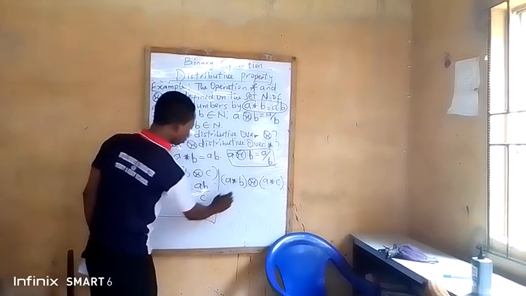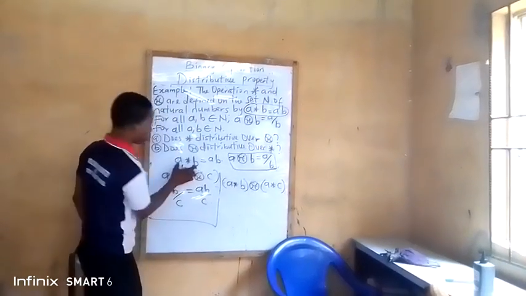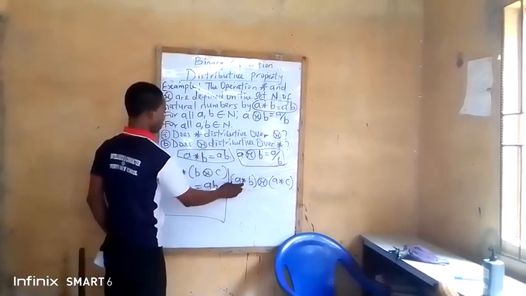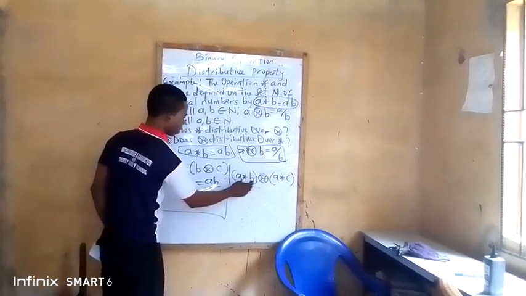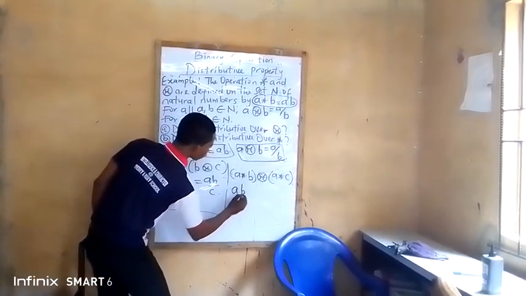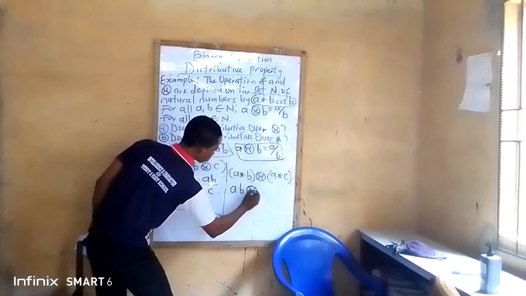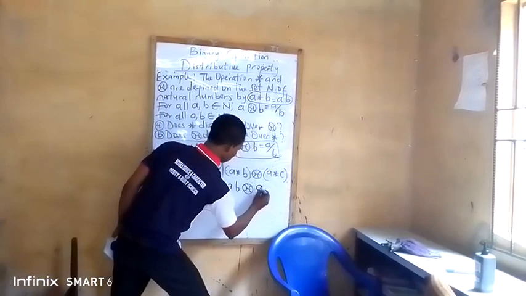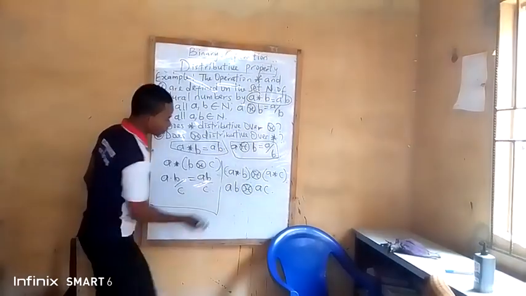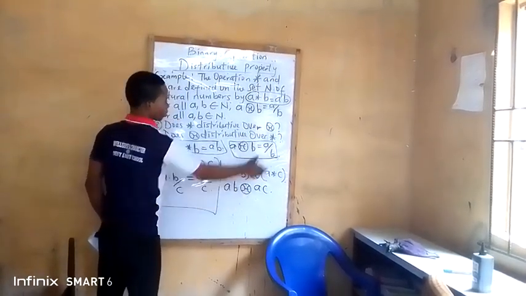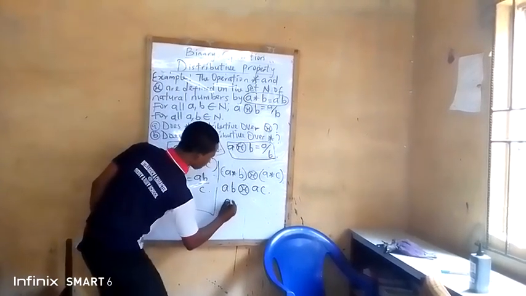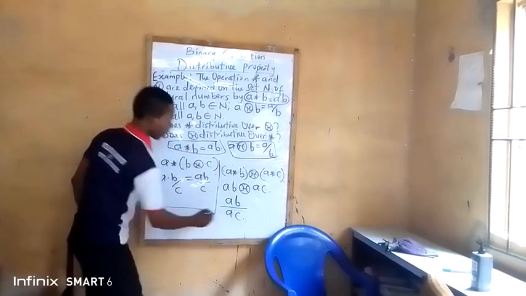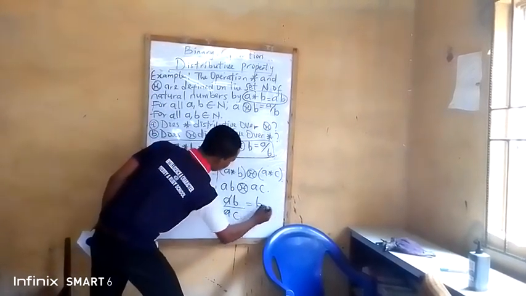Don't forget our definition: when it comes in form of asterisk, it gives multiplication. So a asterisk b is ab, and a asterisk c is ac. Anytime we see circle, it gives division. That means this one gives ab all over ac. Now a cancels with a, and we have b all over c.